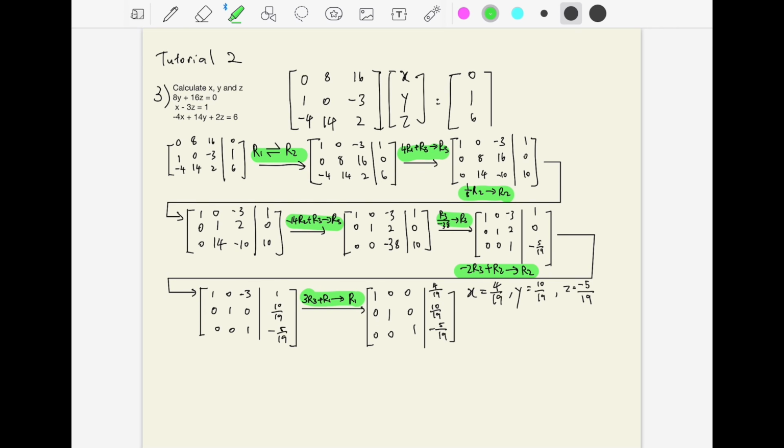So the final answer of the equation is x equals to 4 over 19, y equals to 10 over 19. Then the z is equals to negative 5 over 19.